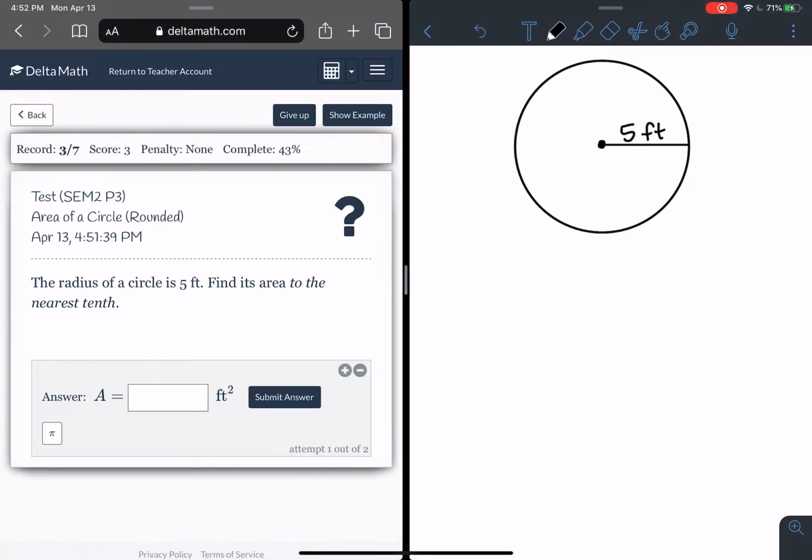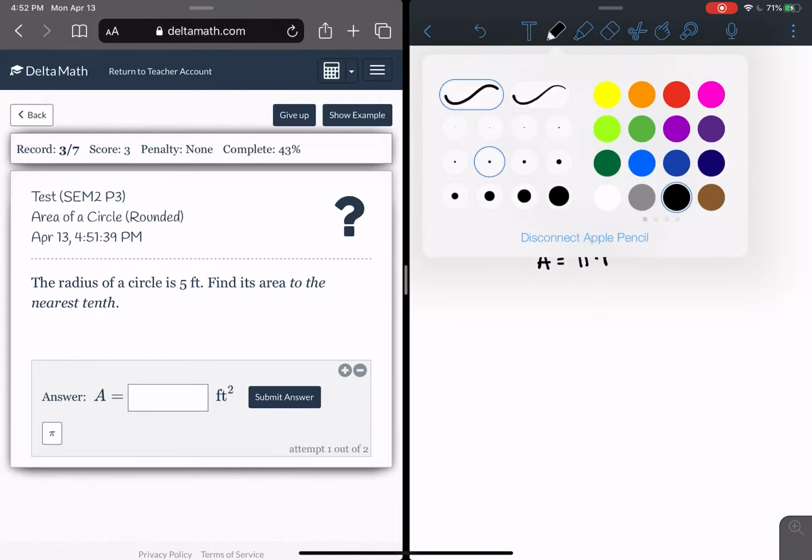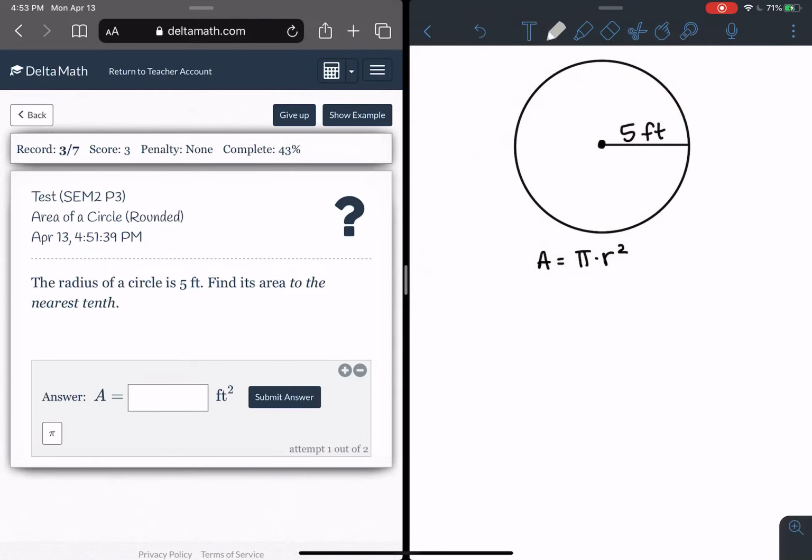So in general, when we're solving for the area of a circle, the formula we use is area equals pi times the radius squared. And just as a side note, just as a reminder, don't forget that the radius squared is equal to radius times itself. Radius squared is radius times radius. So essentially area is equal to pi times r times r.